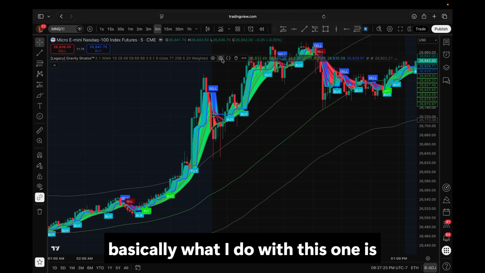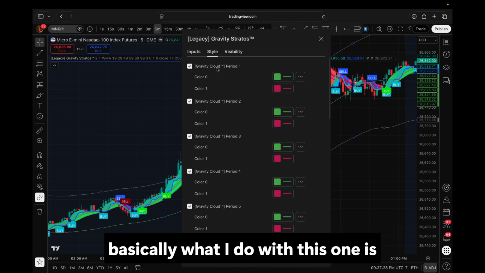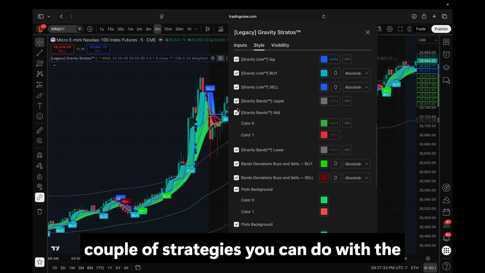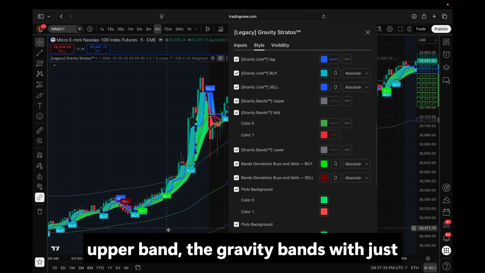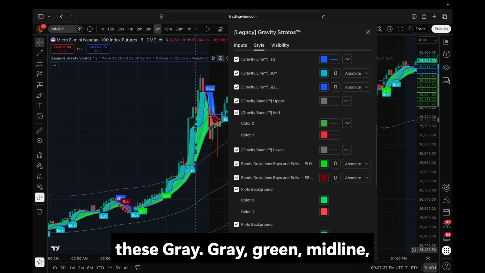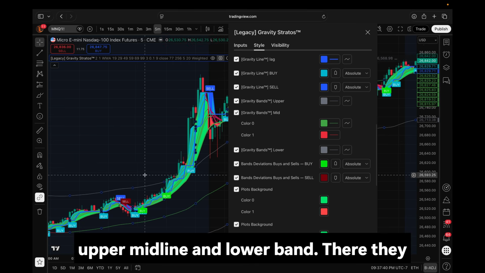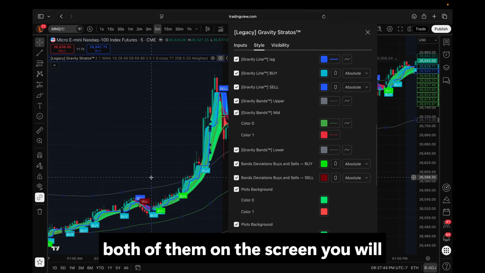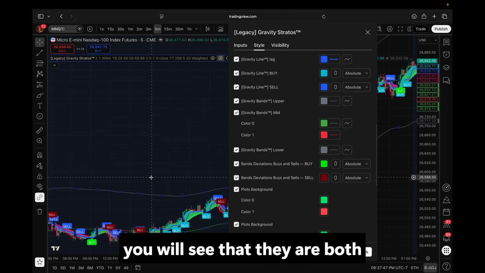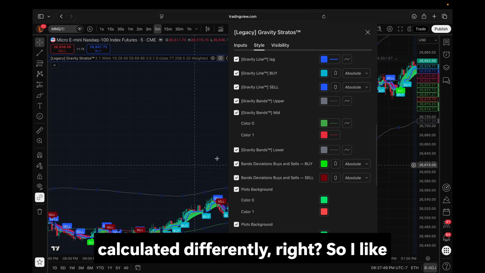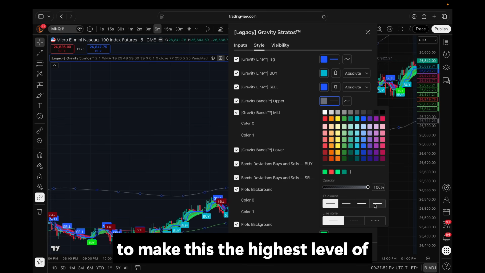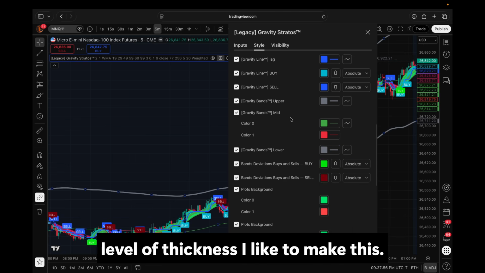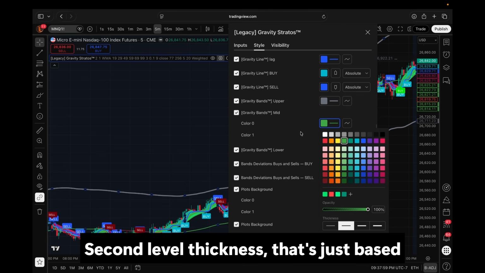So basically what I do with this one is I go to the Style tab, right? There's a couple of strategies you can do with the upper band, the gravity bands, which is these gray, green midline, upper, midline, and lower band. They are different from Bollinger Bands. Add both of them on the screen, and you will see that they are both calculated differently, right? So I like to make this the highest level of thickness, and this the highest level of thickness. I like to make this the second level of thickness.